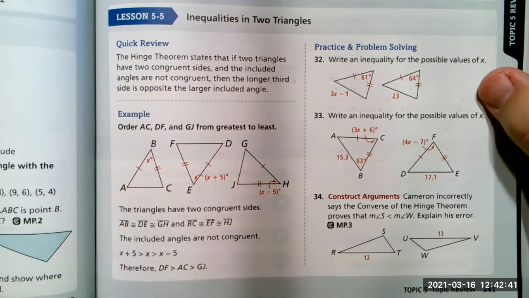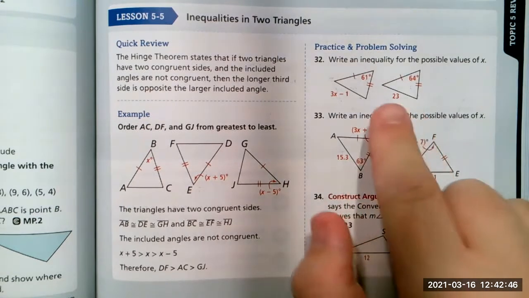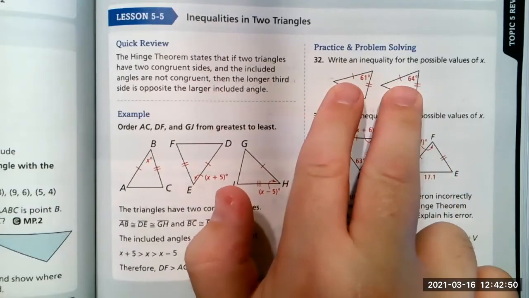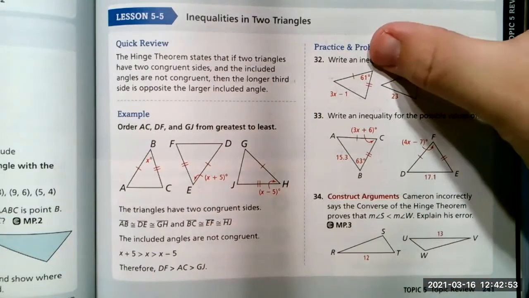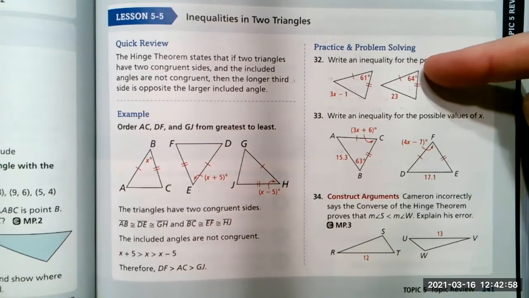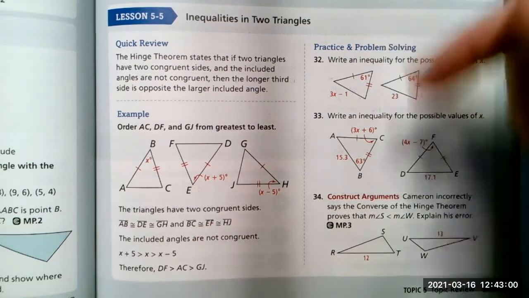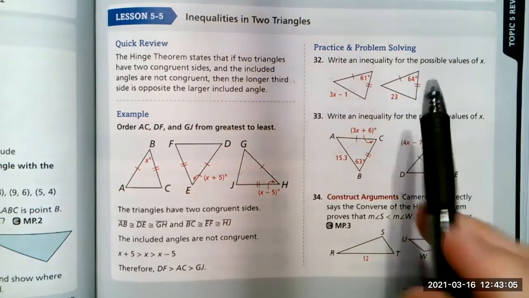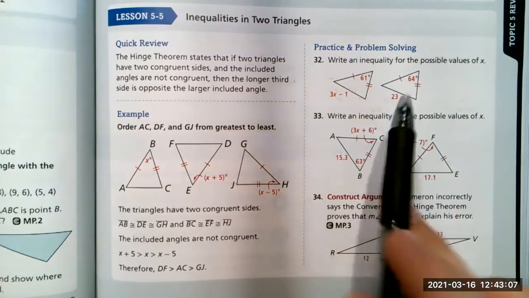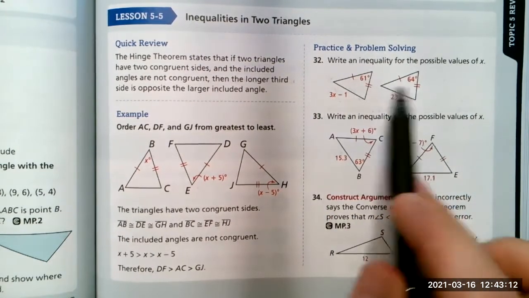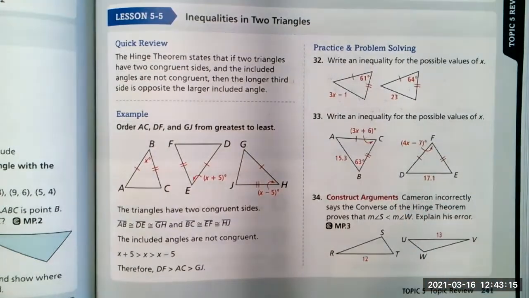Number 32, write an inequality for the possible values of X. You're dealing with 2 triangles. Those 2 sides are congruent. Those 2 sides are congruent. The 2 angles that join the 2 sides are not. This angle is 64. It's larger than this angle over here, which is 61. What that tells me is that the side opposite that angle is going to be longer than the side opposite this angle. So 23 has to be greater than 3x minus 1.